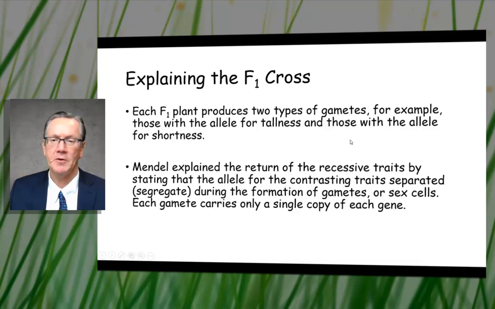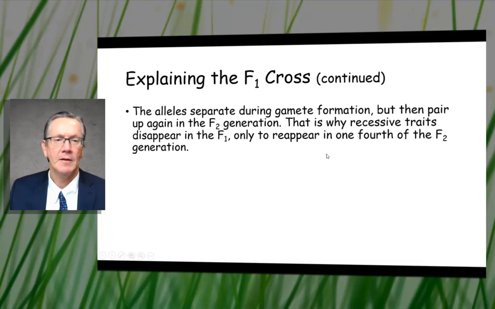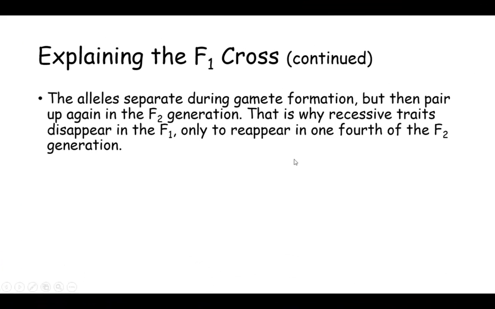Mendel explained the return of the recessive traits in the F2 by stating that the alleles for the contrasting traits separated or segregated during the formation of gametes or sex cells. Each gamete carries only a single copy of each gene. The alleles separate during gamete formation, but then pair up again in the F2 generation. That is why recessive traits disappear in the F1, only to reappear in 1/4 of the F2 generation.